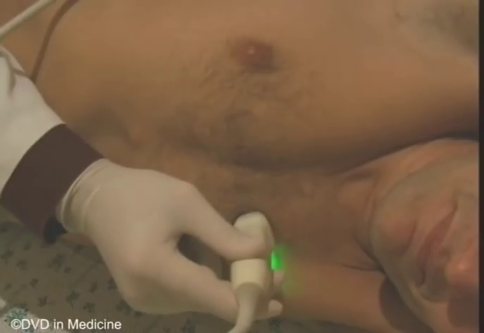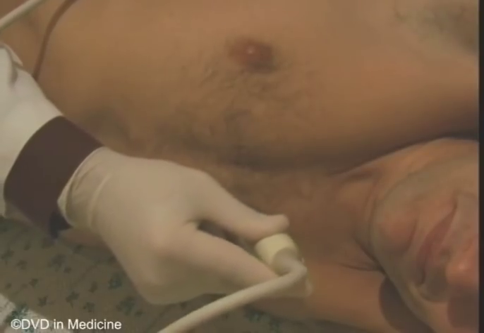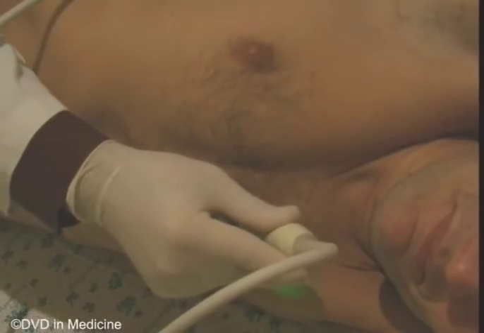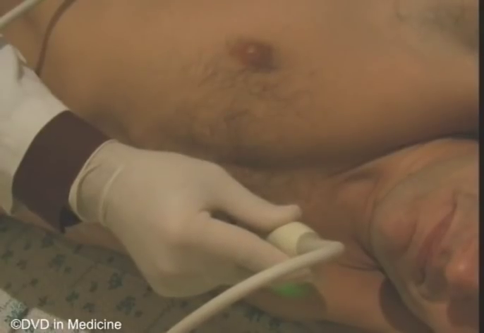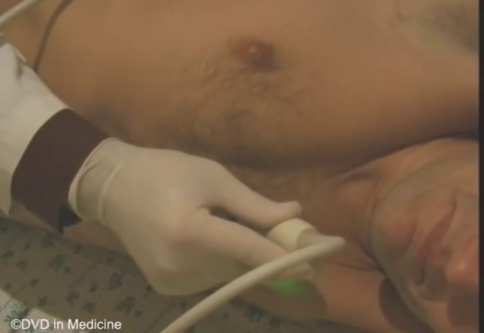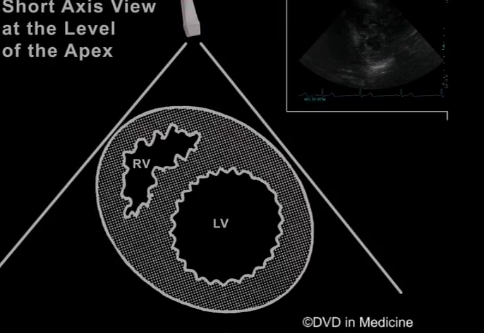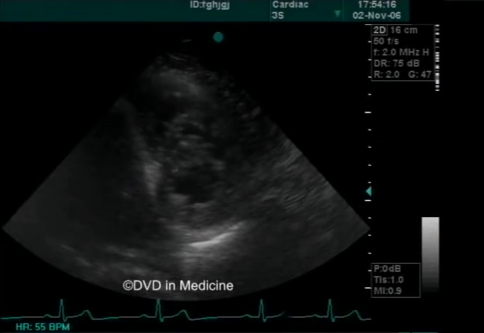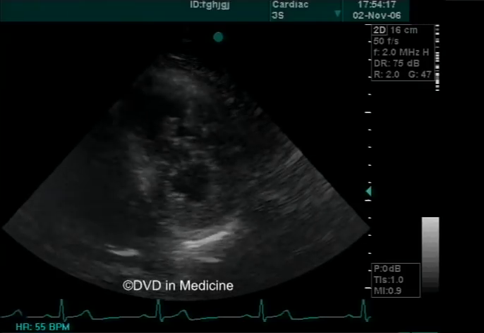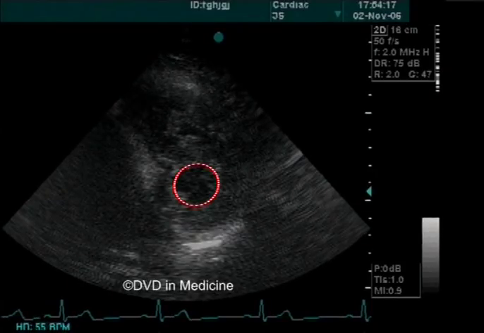If one sweeps the transducer downwards in the direction of the apex, one will obtain the short axis view at the level of the apex. In this image, one can see that the left ventricular cavity is round, but the right ventricular cavity resembles a triangle and has distinct trabecularity.